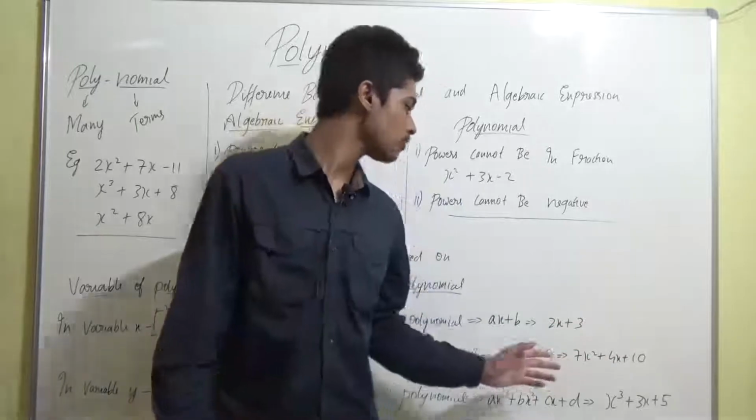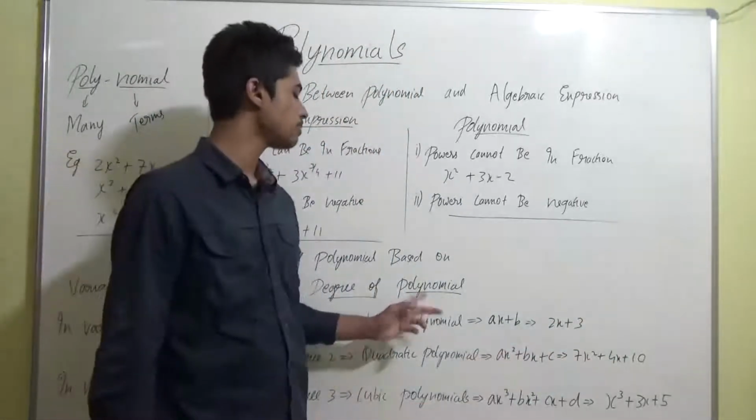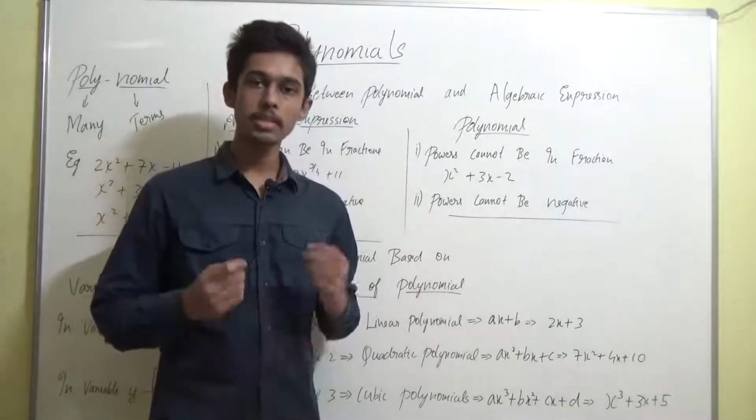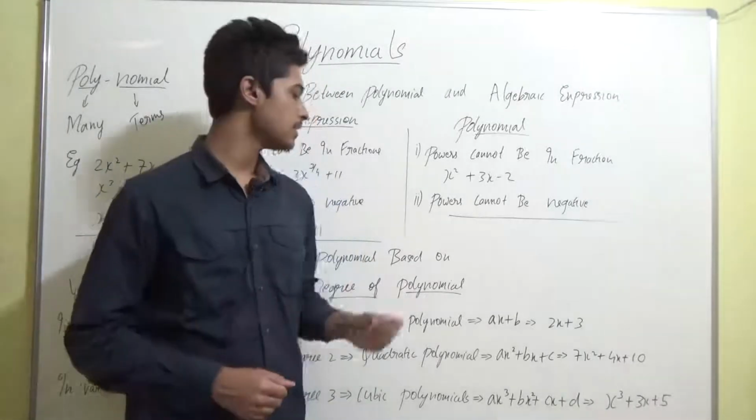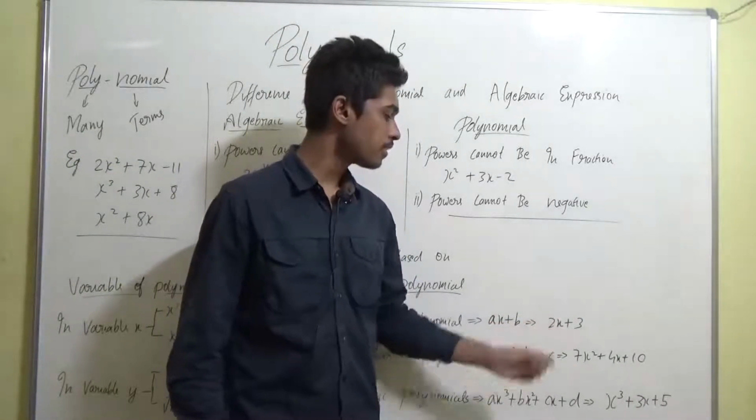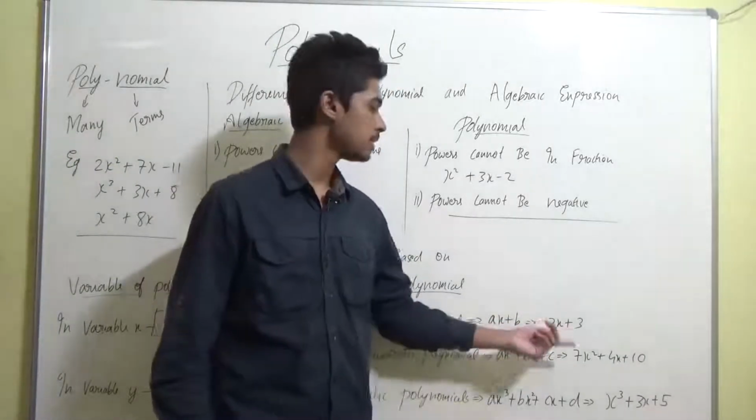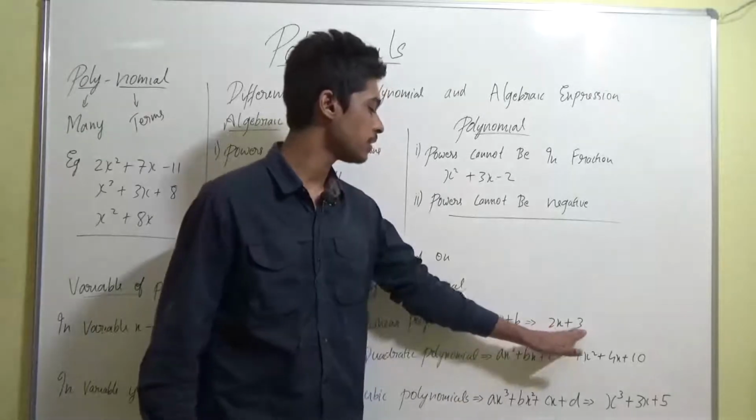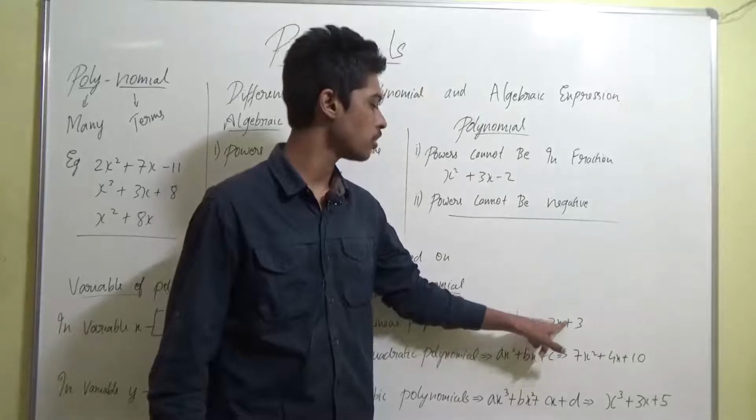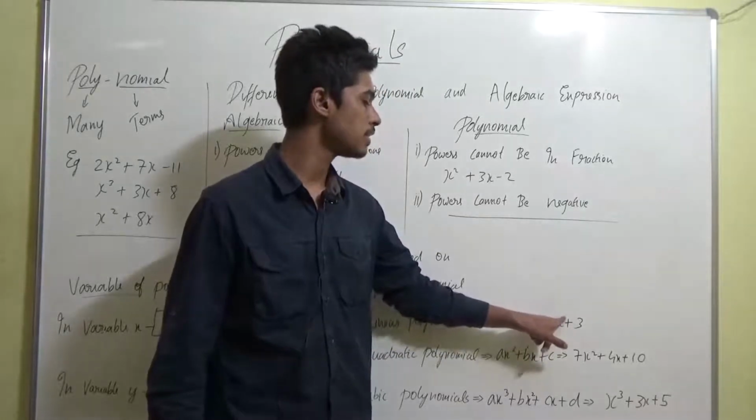And the second type of classification is classification based on degree of polynomial. So now the question is, what is degree of polynomial? Degree is the highest power present in that polynomial. Highest power of the variable present in that polynomial. For example, if this is a polynomial, the highest power present on the variable of this polynomial is 1. If there is nothing written, it's 1, right?